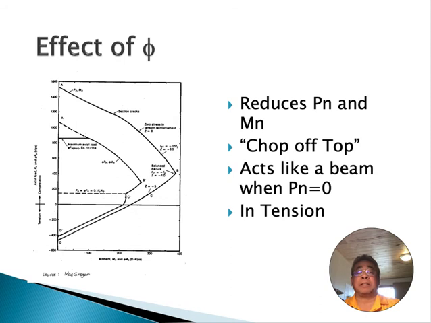But what it is, if the phi was constant, let's say it was 0.9, it would be like you took your interaction diagram, put it in a photocopier, and said photocopy at 90%. But because the top half of it gets reduced by 10% to 0.9, and the bottom half gets reduced by 0.25 to 0.75, this happens.